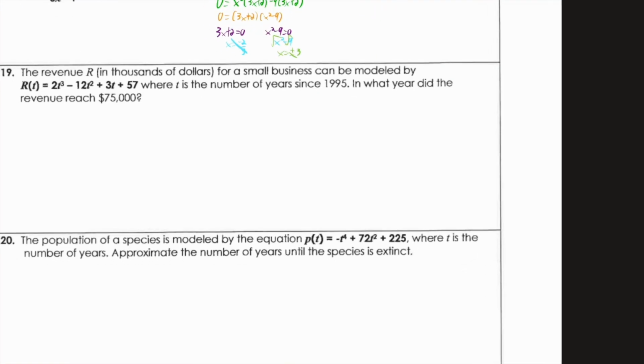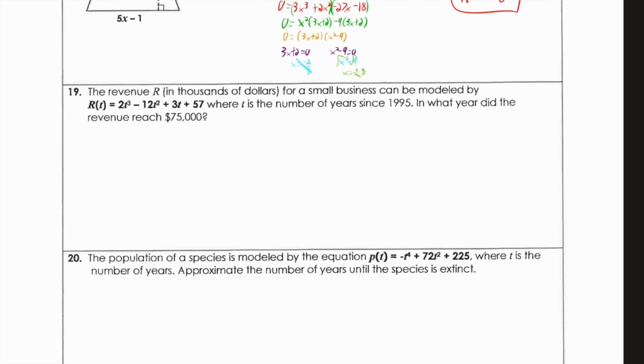Let's move on to number 19 here. So the revenue R in thousands of dollars for a small business can be modeled by the following equation, where T is the number of years since 1995. In what year did the revenue reach 75,000? So remember that we're doing in thousands of dollars. So 75,000 is really just going to get plugged in as 75 because it's 75 thousands of dollars. So 75 will replace R of T, or the revenue, where T is the time in years. So what we're going to do is 75 is equal to the rest of the equation of 2t cubed minus 12t squared plus 3t plus 57.